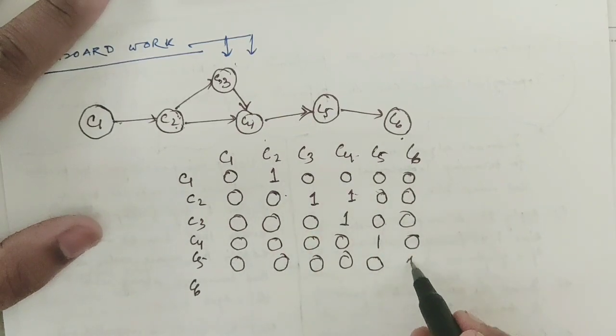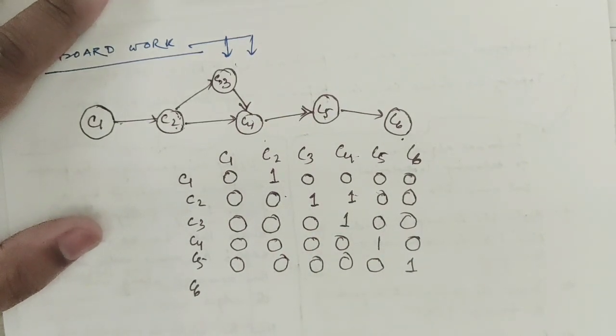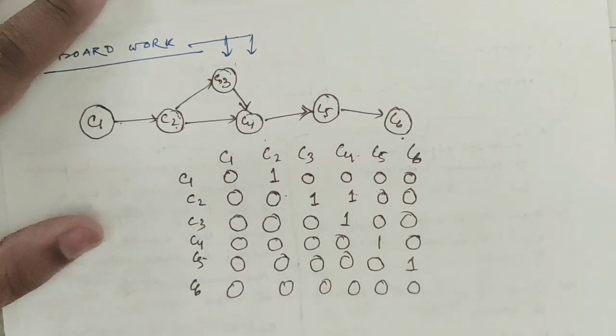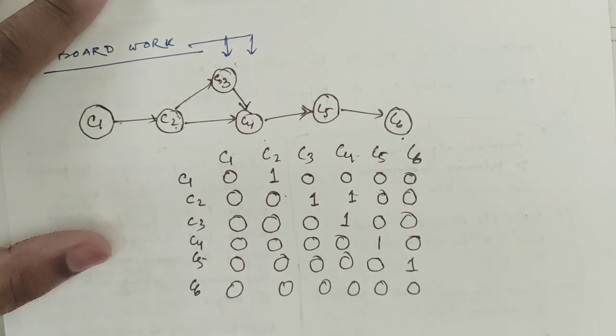C5 to C6 there is an edge. That's why it is 1. For C6, I am sorry to say all are 0. Okay, fine. So adjacency matrix formation is done.